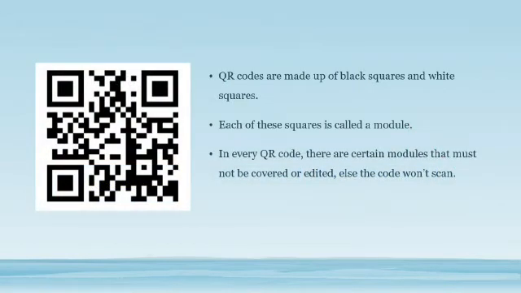QR codes are made up of black squares and white squares. Each of these squares is called a module. So a black square is a module and white squares are also modules. In every QR code there are certain modules that must not be covered or edited, else the code won't scan. If we do not encode any type of message or text in the QR code, the smartphone scanner application won't scan the QR code.